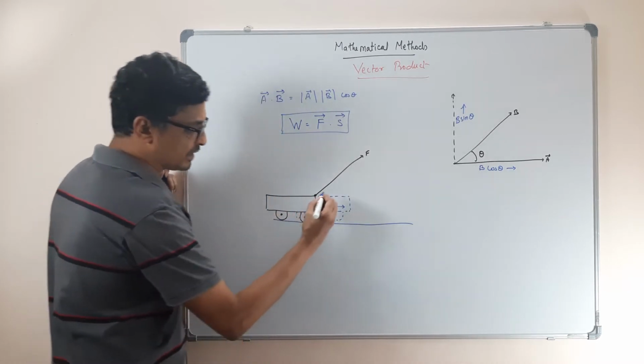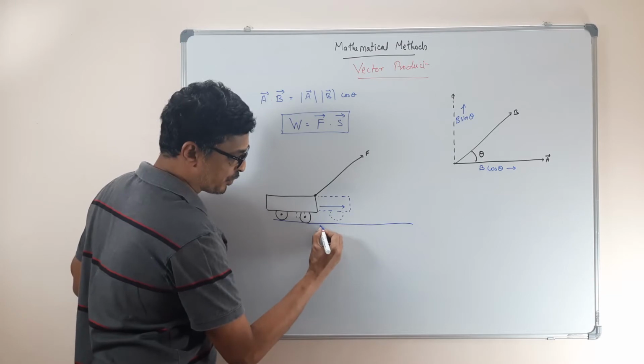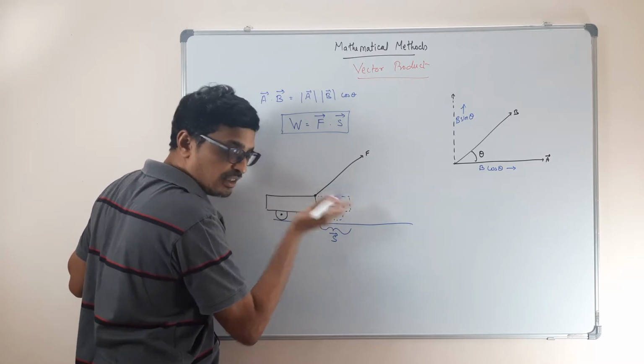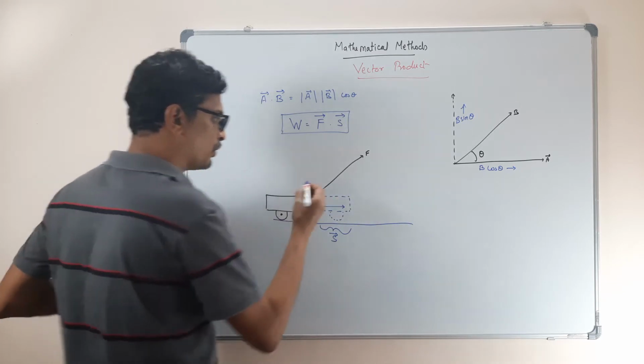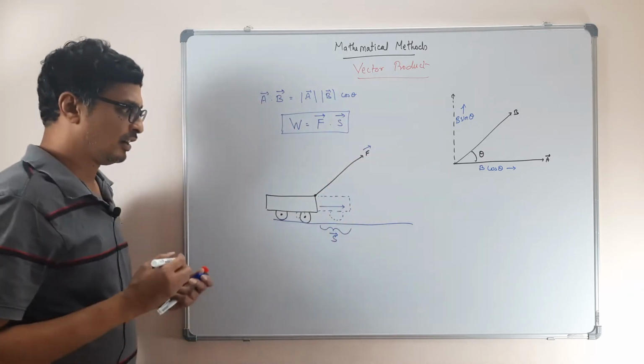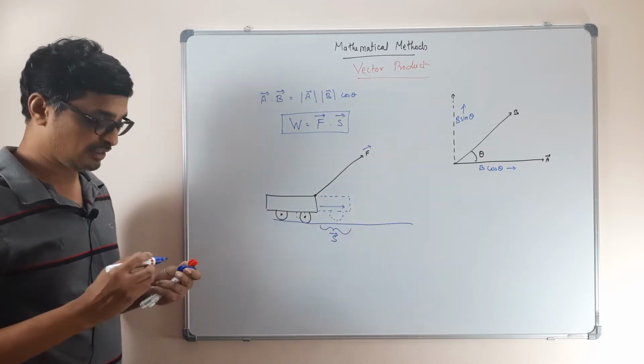Okay, the cart. So this is the distance. Am I right? So this gives you the distance S. S is a vector because it is moving in this direction. And the force, where is the force? Force is a vector. Force is in this direction. Now, what is the work done?